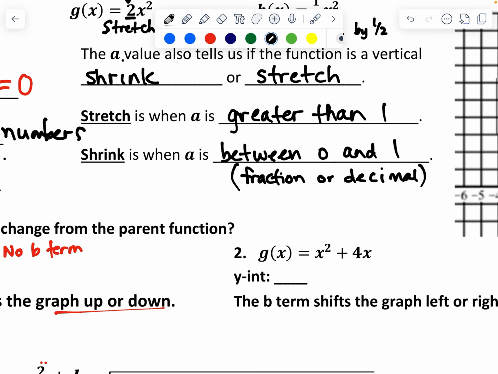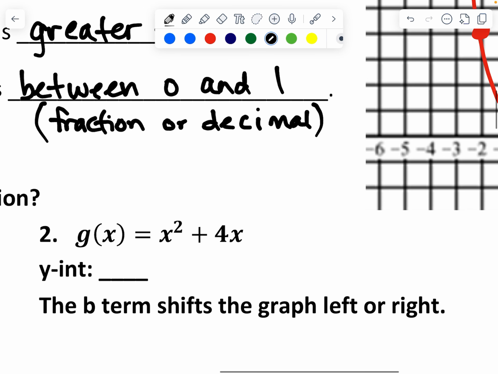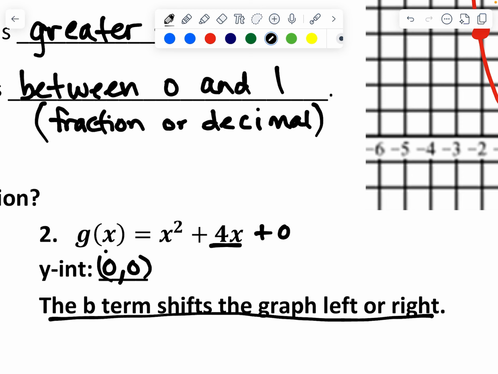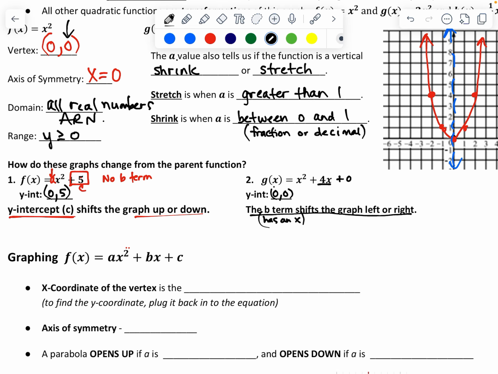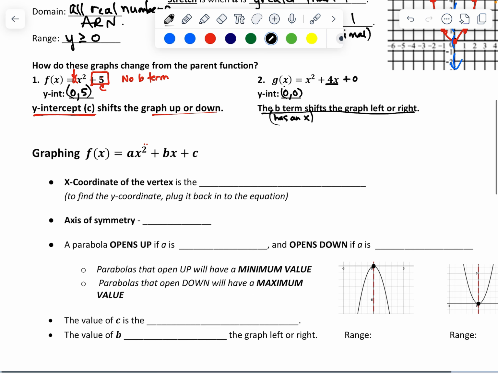All right, number 2, in this case, we don't have a y-intercept because it would be plus 0. So the y-intercept is going to be 0, 0. And if we look at the b term, it is what shifts the graph left or right. And the b term has an x. The c term is the constant, and the constant is the y-intercept. Know these vocabulary words. We're going to practice them a lot, and we're going to be using them. We have to define them as we are working on these.